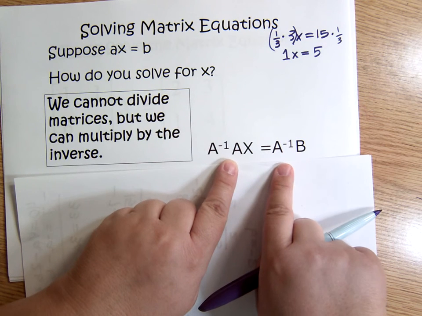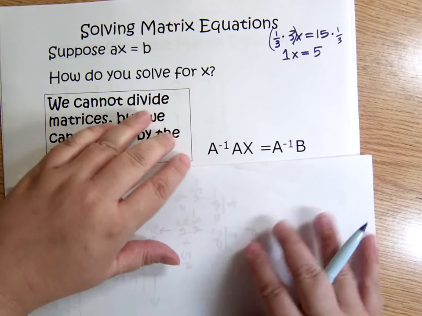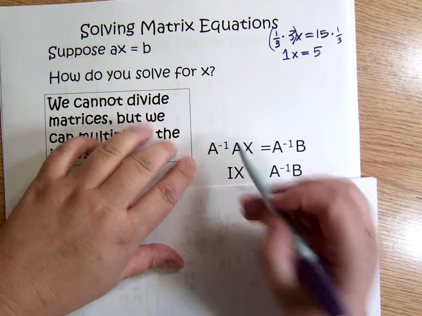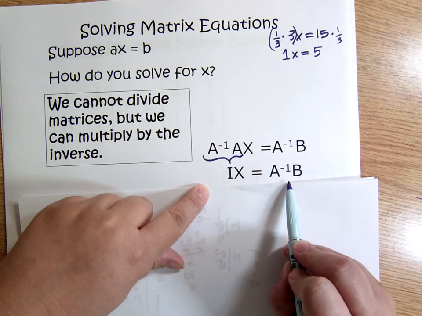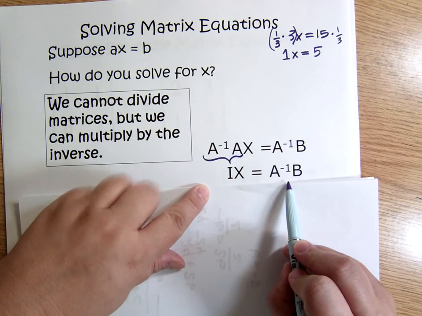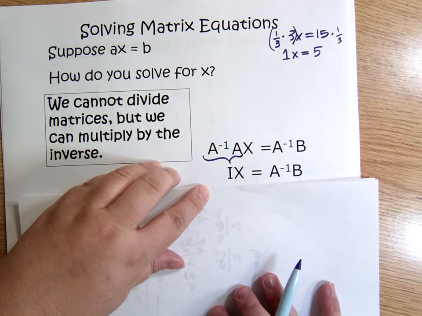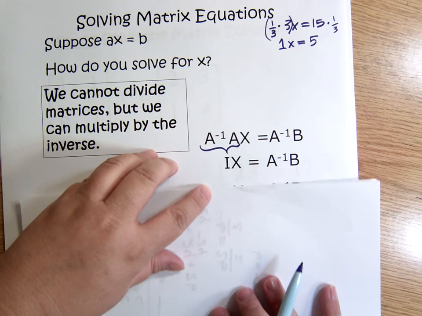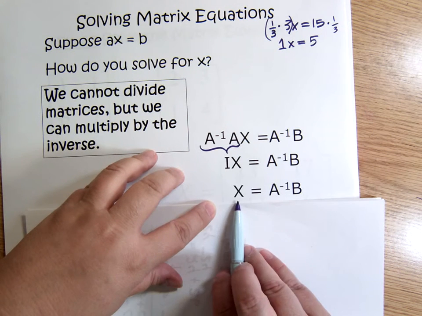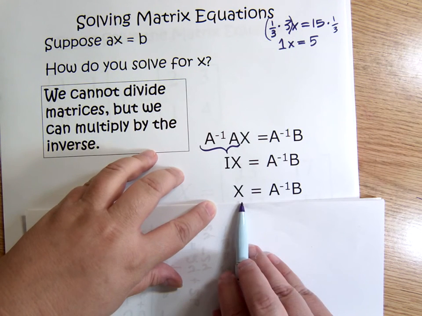And anything you do to one side, you have to do the other side. So on the left here, these two become I. This still says A inverse times B. And I times X, remember any matrix times the identity matrix, or the identity matrix times any matrix, just gives me that original matrix. So I times X is just X, is what I'm saying.